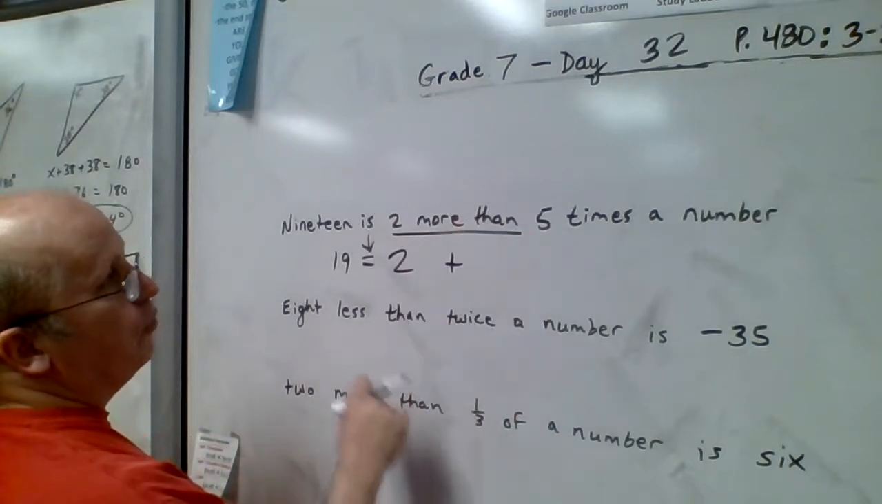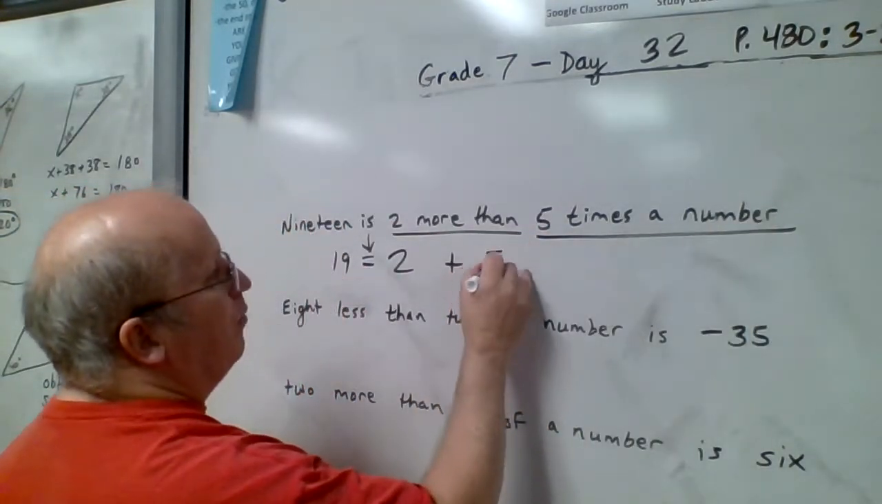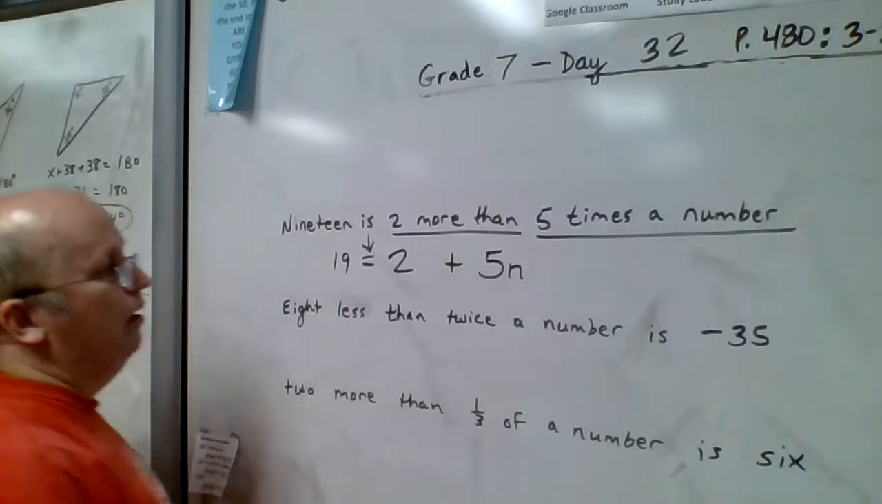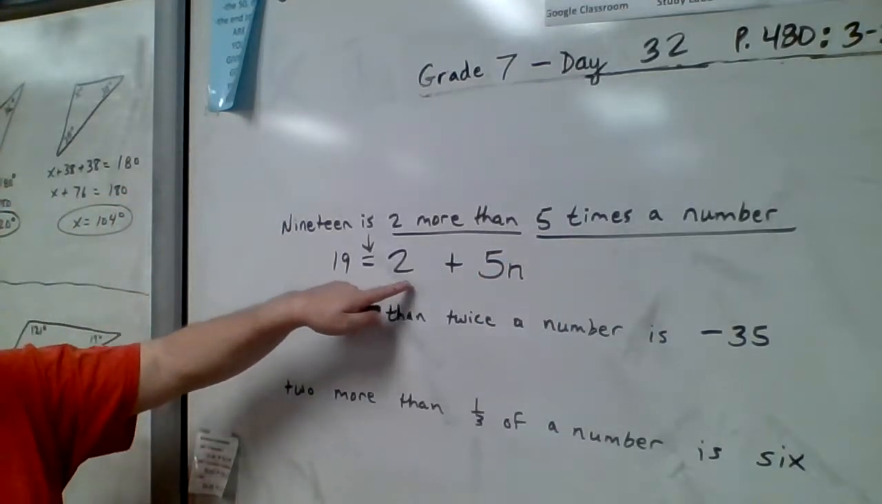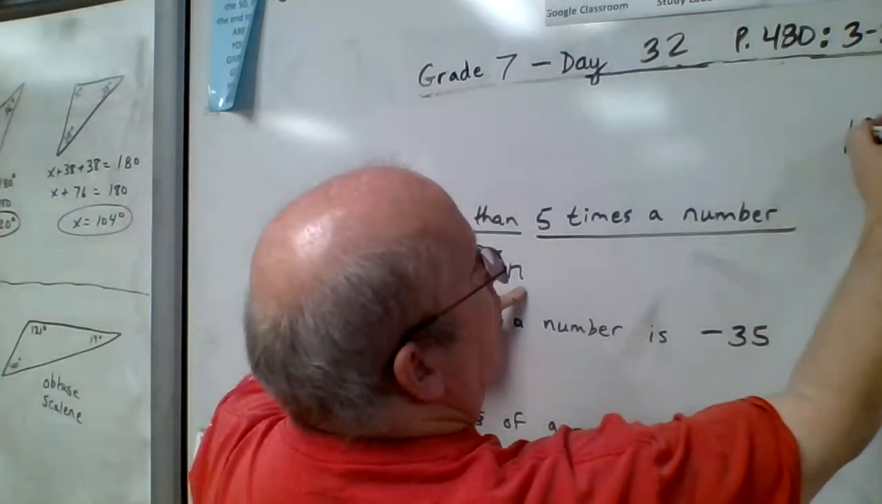2 more than 2 plus. And what are we going to do with 5 times a number? How about 5 times n? So we've got 19 equals 2 plus 5n. Okay, let's rewrite that over here.